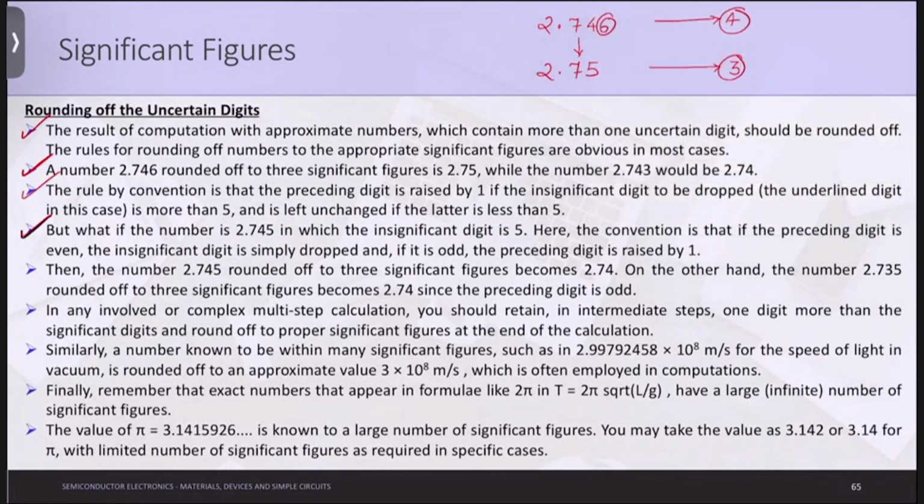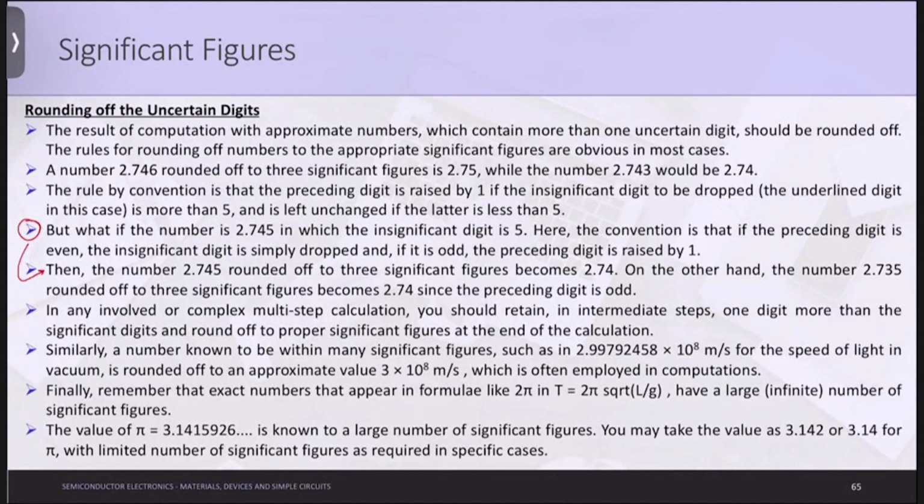But what if the number is 2.745, in which the insignificant digit is 5? Here the convention is that if the preceding digit is even, then the insignificant digit is simply dropped, and if it is odd, the preceding digit is raised by 1. Simple thing. We will go with an example also for understanding this rule. This may be a new rule, but very easy to understand. Just remember this rule and it will be okay.